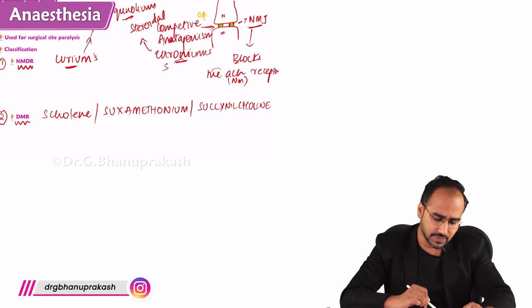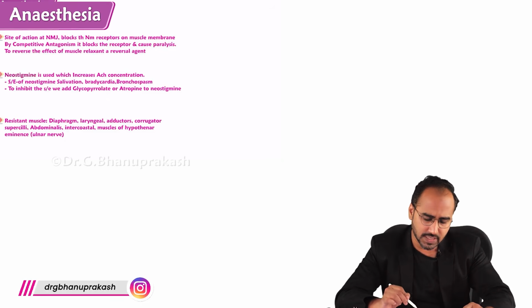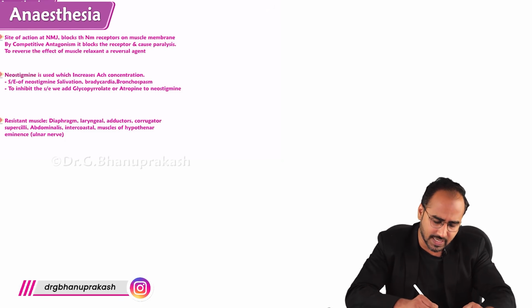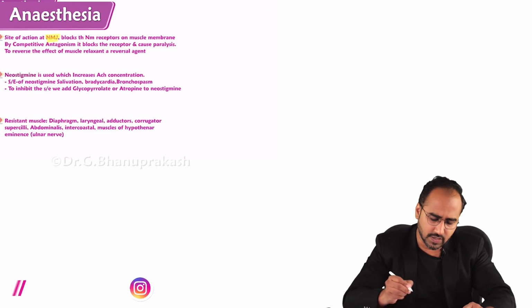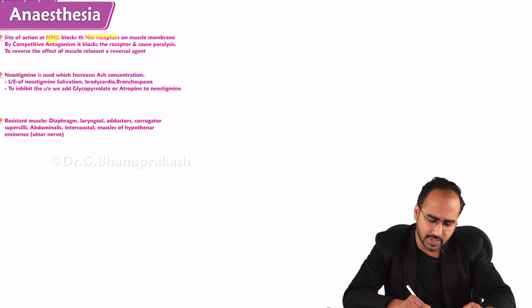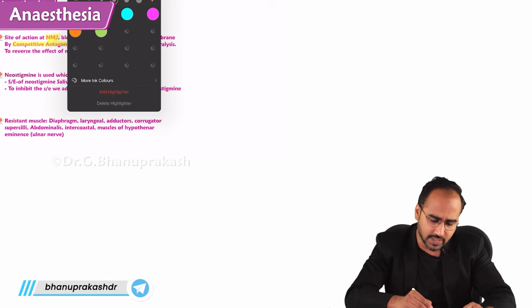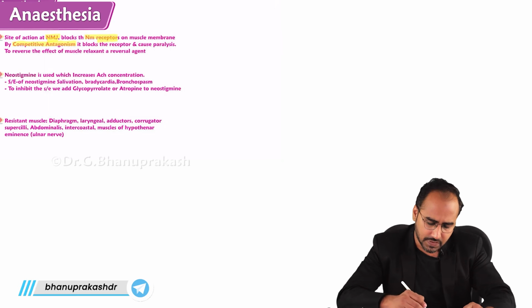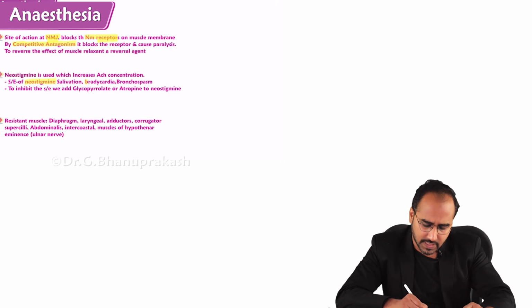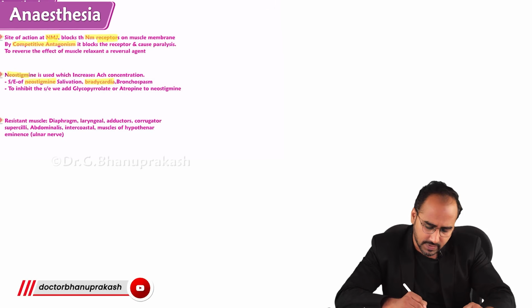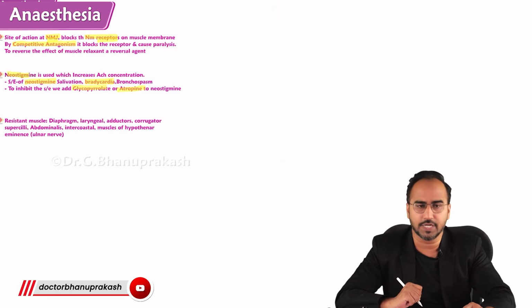So guys, this was the introduction of muscle relaxant. We have already discussed where they work. The site is what? They work on the neuromuscular junction, blocking the NM or acetylcholine receptors, by competitive antagonism. To reverse the effect of the muscle relaxant, what are we giving? We give neostigmine. But if you give plain neostigmine, bradycardia will happen. So with neostigmine, we either give glycopyrrolate or atropine.